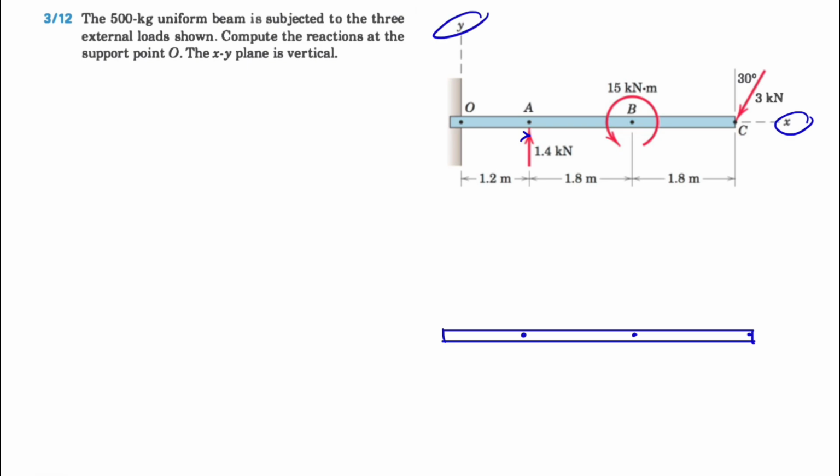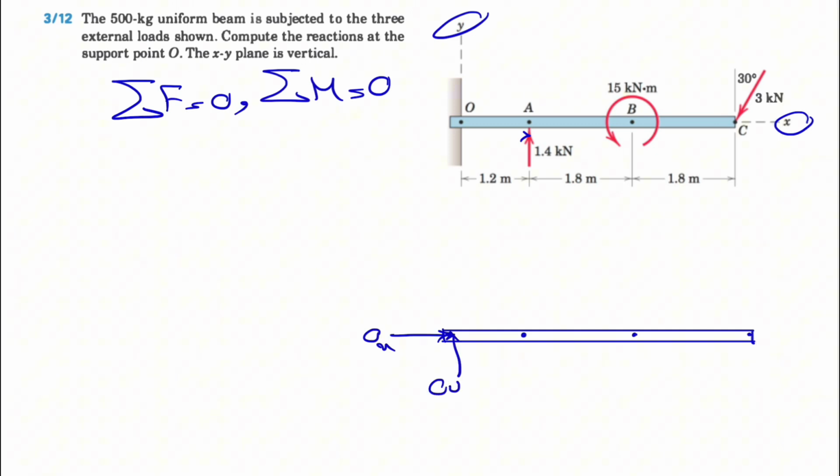First of all, we are in the equilibrium condition, so we have sum of all forces equals 0, and the same for the moment. We can start with the free body diagram. At point O we have a fixed support, meaning we have both X and Y components. So we have OX, OY, and also the rotation of this beam is limited at point O, meaning we have to consider a moment. That's all the reactions that we have at point O.